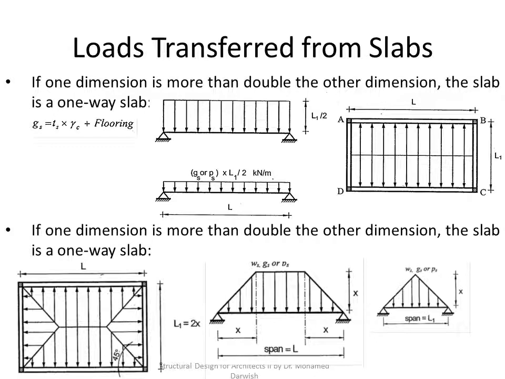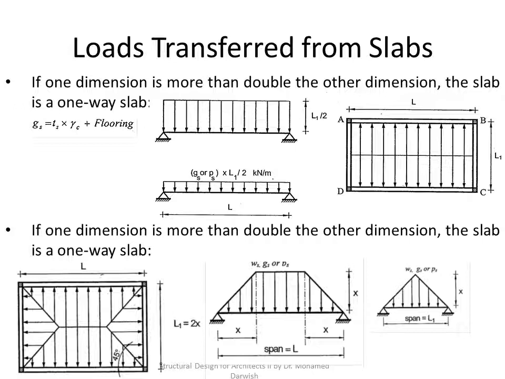In addition to all of that, you are receiving loads from the slabs, and the loads received from the slabs in whatever direction will depend on the system of the slab in the first place. If we are talking about a two-way slab, it's totally different than a one-way slab. In a one-way slab, it's more direct. You have only two opposite beams that will carry the load of the slab, due to the slab having one dimension more than double the other dimension.